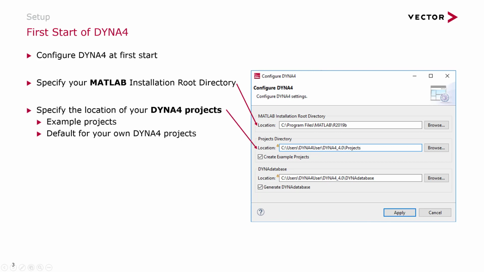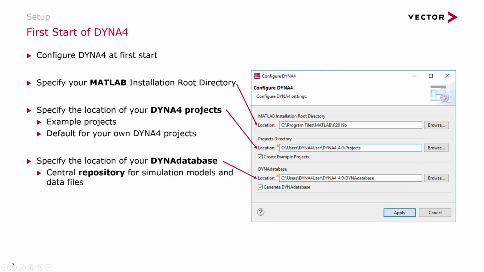Next, you can specify a location for your simulation projects. Our example projects will be stored here, and this will be the default location for your own simulation projects. You also need to specify a location for the DYNA database. The DYNA database is a central repository where simulation models and parameter files are stored to be used among several simulation projects.